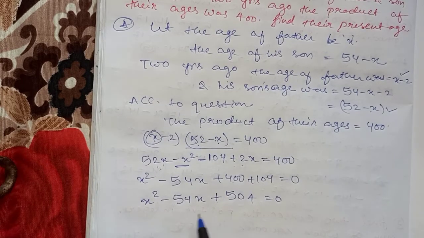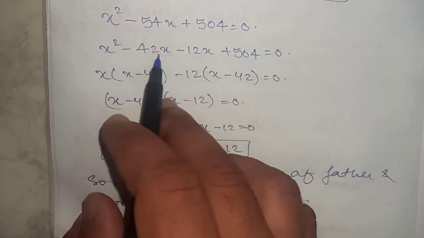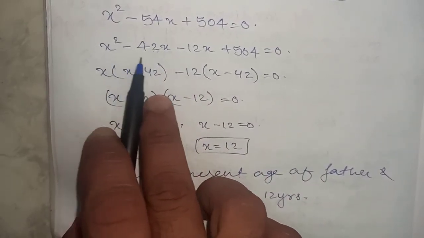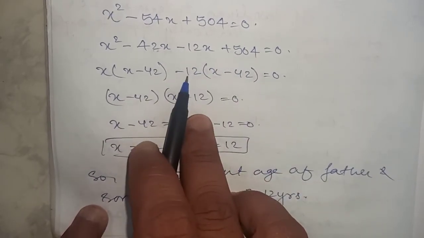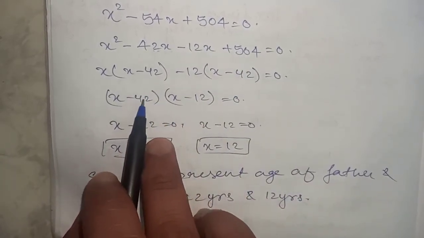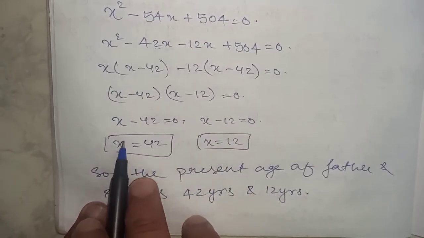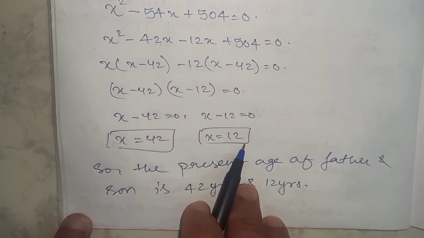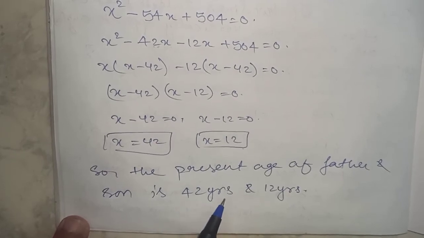Now we have to split the middle term 54 into minus 42 and minus 12. Their multiplication will give us 504 and their addition is 54. Take x common from the first two terms: x minus 42 will be inside the bracket, and from these two terms take minus 12 common. 12 into x is 12x, 12 into 42 is 504. So the factors are x minus 42 and x minus 12 equals 0. x minus 42 equals 0, x minus 12 equals 0, so x equals 42 and x equals 12. So the present ages of father and son are 42 years and 12 years.